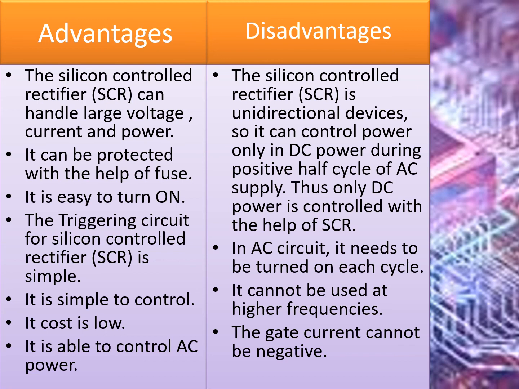Disadvantages: the silicon controlled rectifier SCR is a unidirectional device, so it can control power only during the positive half cycle of the AC supply. Thus only DC power is controlled with the help of SCR. In an AC circuit, it needs to be turned on each cycle. It cannot be used at higher frequency. The gate current cannot be negative.